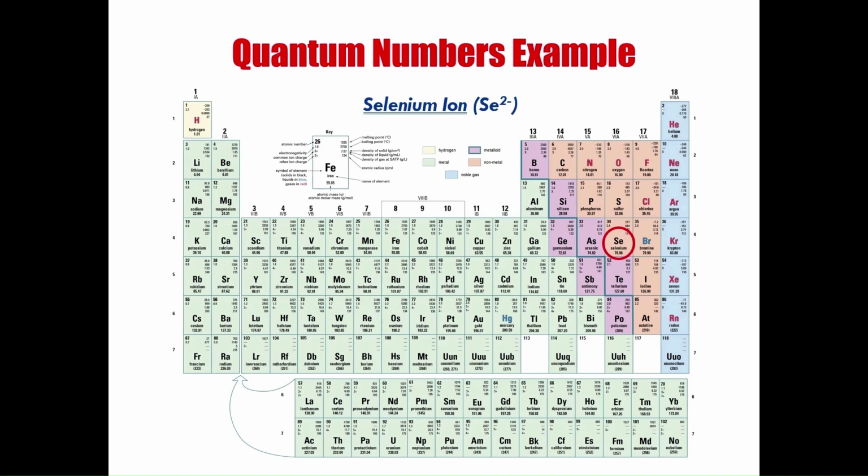Based on its position on the periodic table, selenium has 34 electrons. That means you have to write out 34 separate lines, one for each electron, each line with the 4 quantum numbers for that electron. But because I've picked the ion here, we're not actually doing 34 electrons. We're doing 36. What we're actually doing is writing out the quantum numbers that are equivalent to krypton.